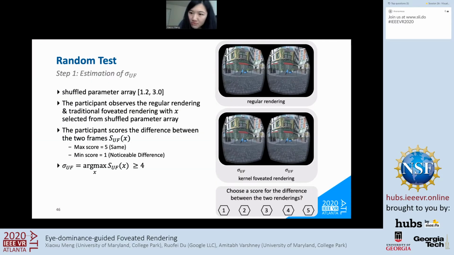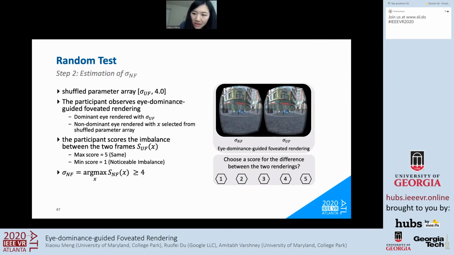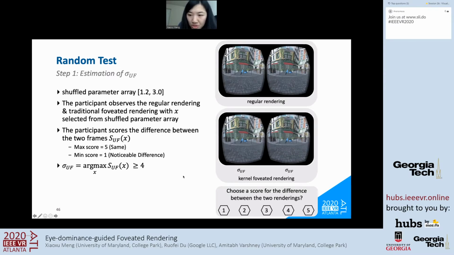The random test is very similar to the slider test. The only difference is that the user cannot adjust the level of foveation by themselves. Instead, we show them the foveated rendering with parameter X selected from a shuffled parameter array. And the participant will score the difference between the regular rendering and the foveated rendering. And we choose the maximum X, which results in score equals 5, as our sigma UF.